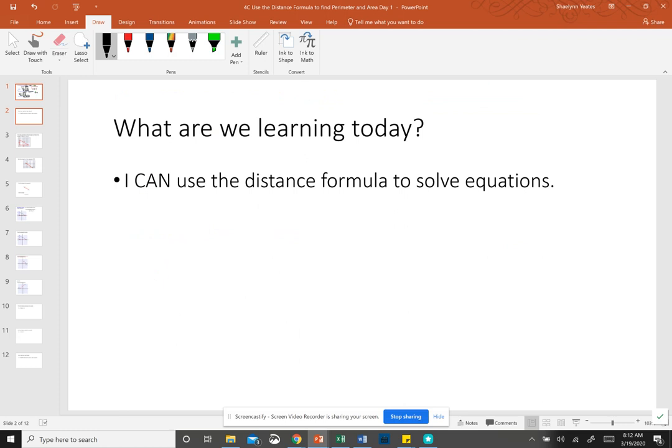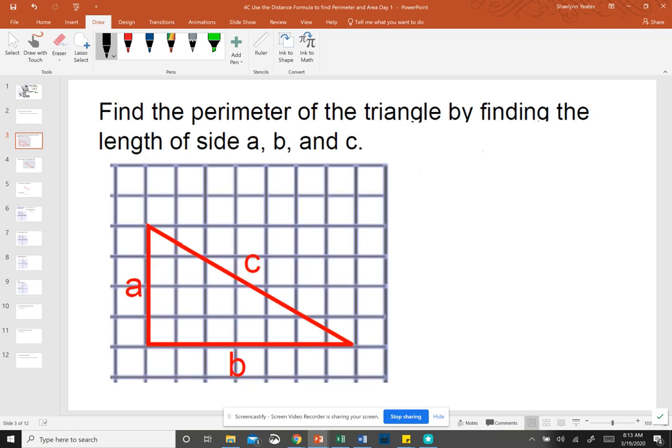All right. So today what we're doing is we're talking about the distance formula to solve equations. Okay, and we're going to get very slowly into this today, not as long. So our goal here is to find the perimeter of the triangle by finding the sides A, B, and C. So A and B are actually really easy. A is only 1, 2, 3, 4 tall. And B is 1, 2, 3, 4, 5, 6, 7 long.